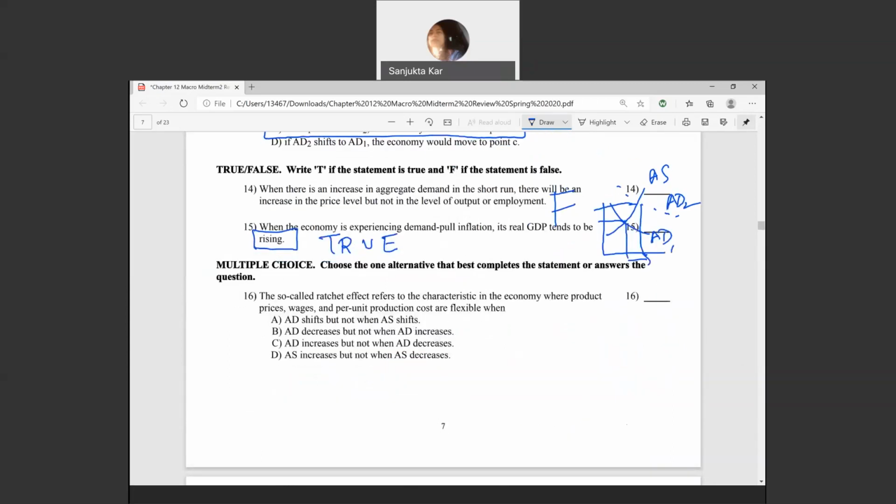All right, question number 16. The so-called ratchet effect refers to the characteristic of the economy where product prices, wages, and per unit production cost are flexible when aggregate demand increases, but not when aggregate demand decreases. That means prices and wages can increase but not decrease.